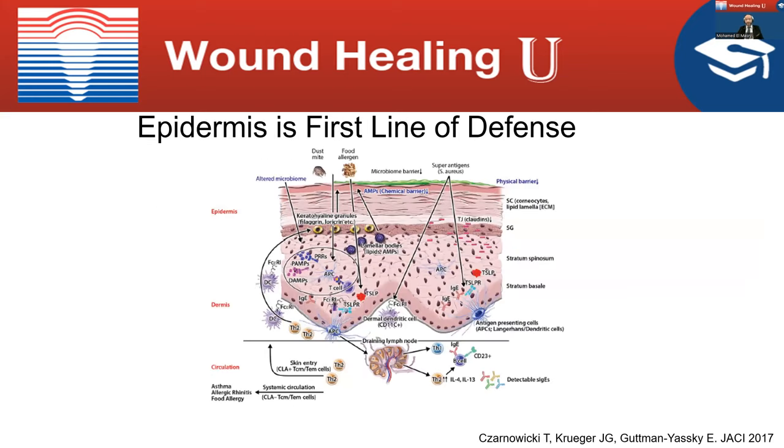Because we know that the skin is the largest organ of the body and it is the first gate for the barrier function and the first line of defense from the external environment. And actually the epidermis plays a major role in this, and we will start to discuss this in detail in the upcoming slides.